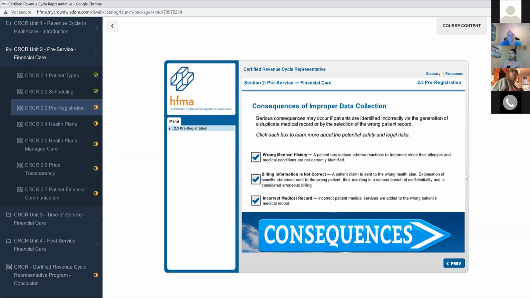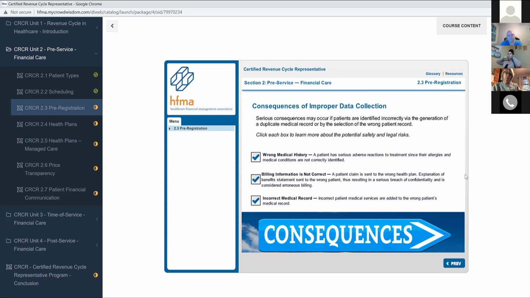So, consequences of improper data collection. Serious consequences may occur if patients are identified incorrectly via the generation of a duplicate medical record. There, you could have the wrong medical history, billing information that is not correct, or an incorrect medical record, and then the medical services are being added to the wrong patient account.